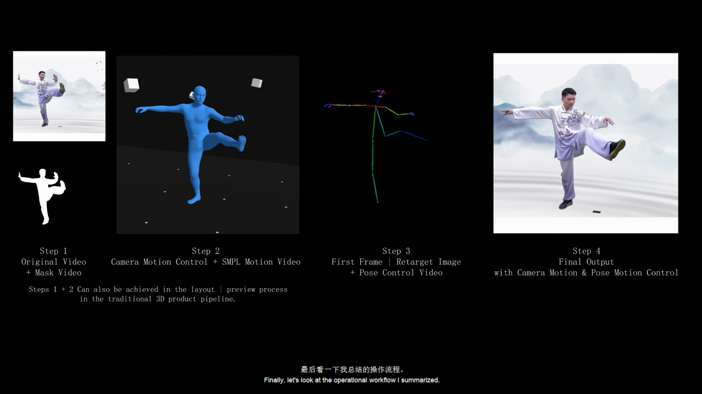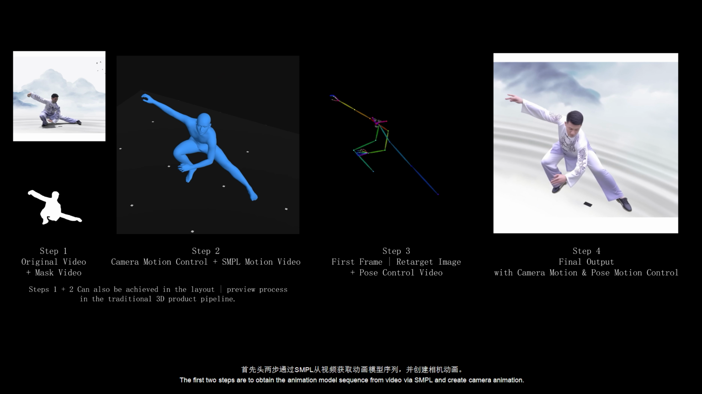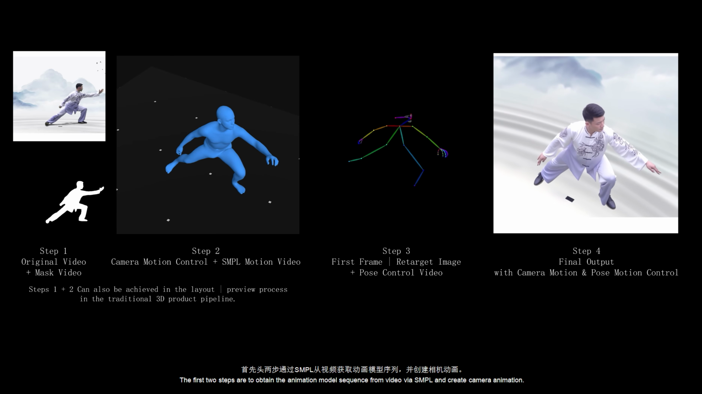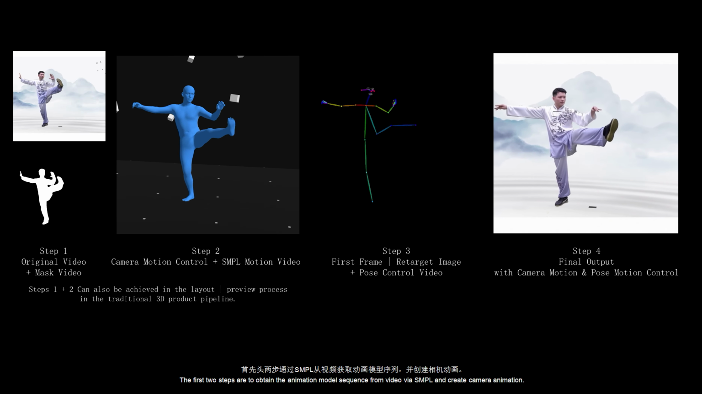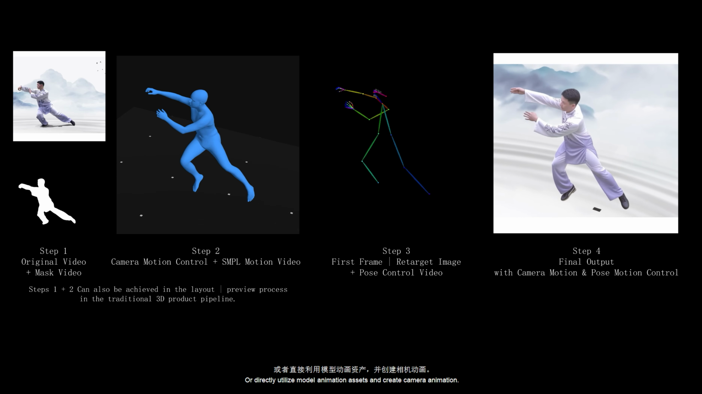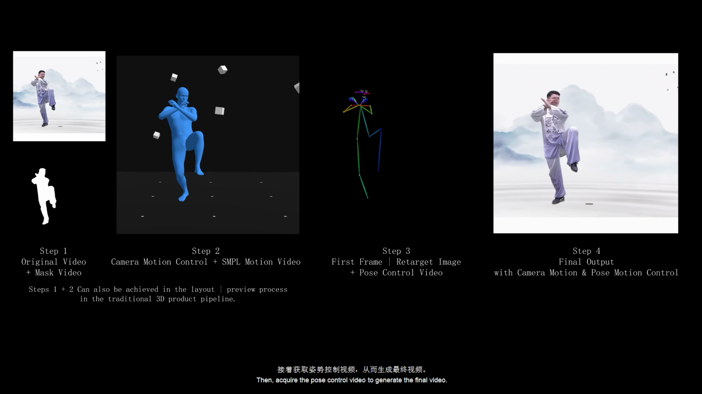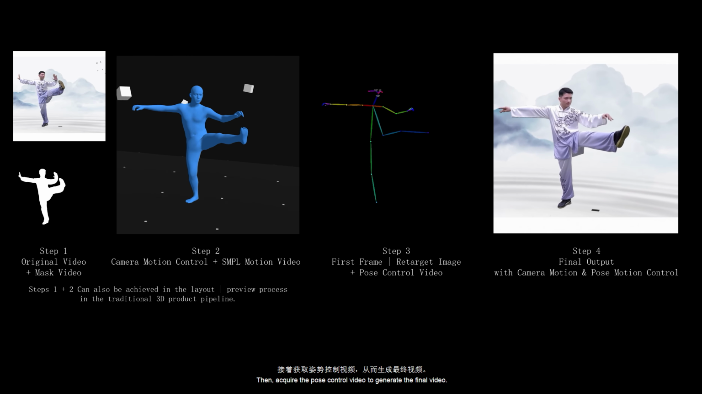Finally, let's look at the operational workflow I summarized. The first two steps are to obtain the animation model sequence from video via SCAIL and create camera animation, or directly utilize model animation assets and create camera animation. Then, acquire the pose control video to generate the final video.